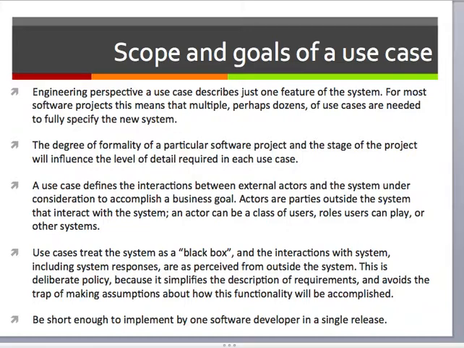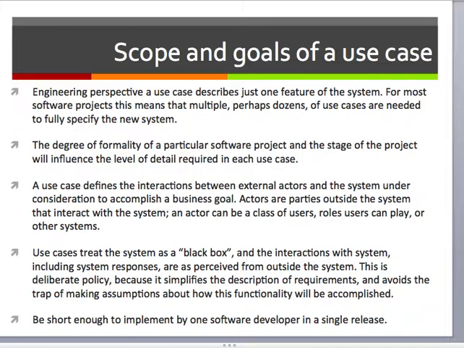The features may be like 12 to 20, or it could be more depending on the solution. The degree of formality of a particular software project and the stage of the project will influence the level of detail required in each use case. Again, if you want to connect this back with your original BA approach mentioned in BABOK 3.1, if we have said we want to follow a formal or informal process, based on that you can choose the degree of formality.